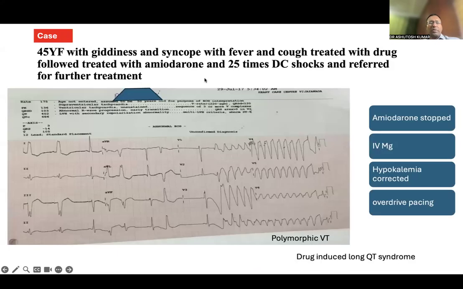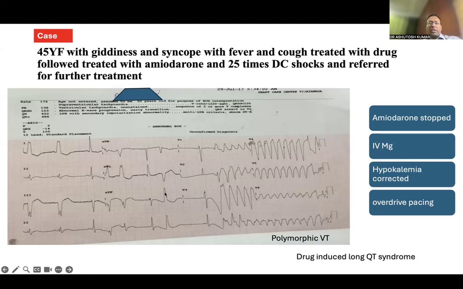Now coming to one of the cases presented to me almost 5 years back. A 45-year-old female had giddiness and syncope, fever and cough, was treated outside, and was being treated with some medication. Later on, she had a VT episode for which she was loaded with amiodarone, and after that she had 25 DC shocks and was referred to us for AICD implantation.